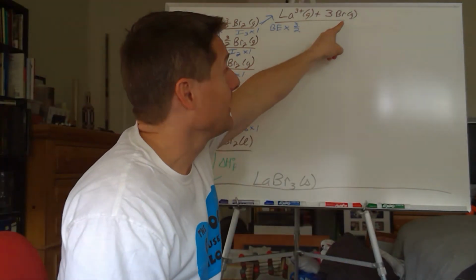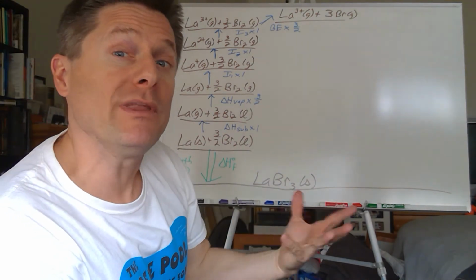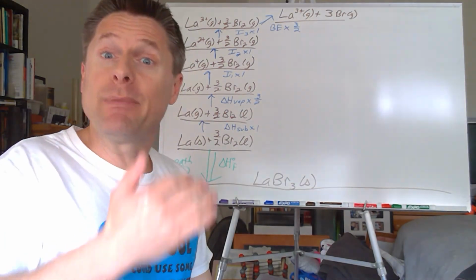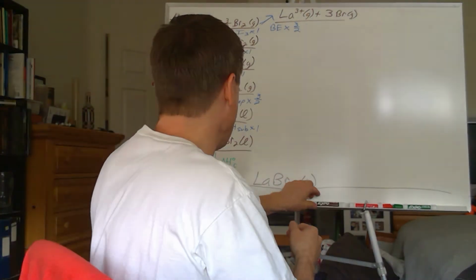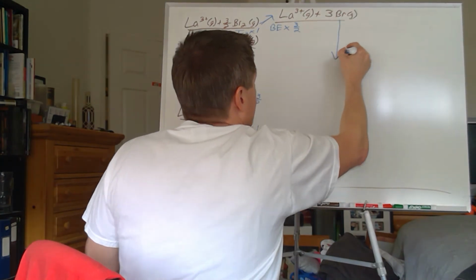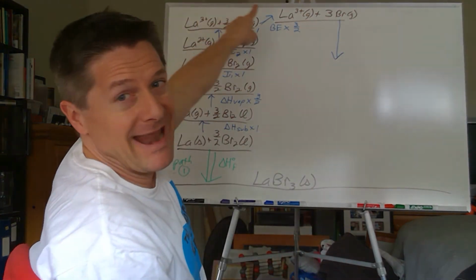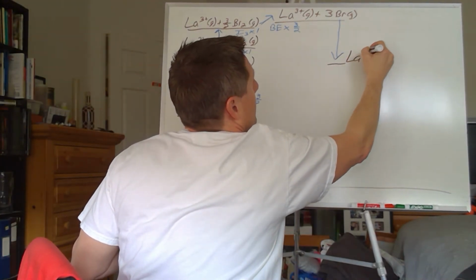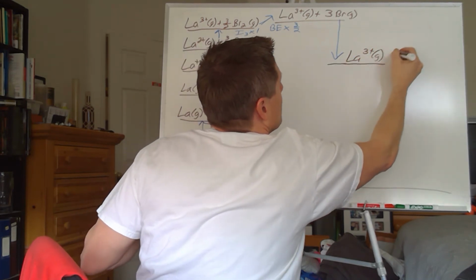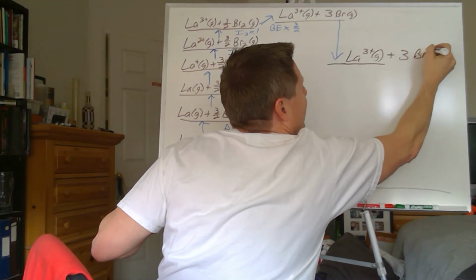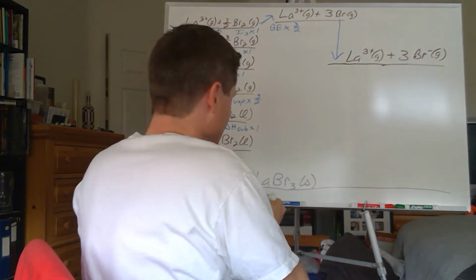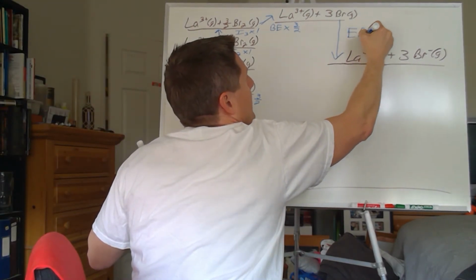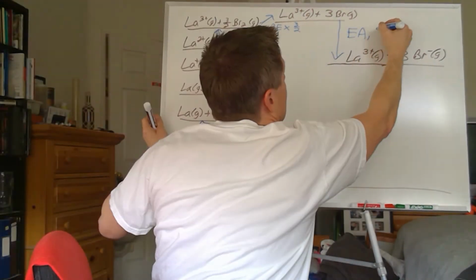Now step 4, let's add electrons. Now bromine goes to a -1, so we only need the first electron affinity of bromine. And that's always going to be exothermic, so you can look on the table, that's going to drop down. So this will give us the lanthanum +3 in the gas phase, plus the 3 moles of bromide ions in the gas phase. And that's the first electron affinity of bromine, right? So we're going to take the first electron affinity times 3.